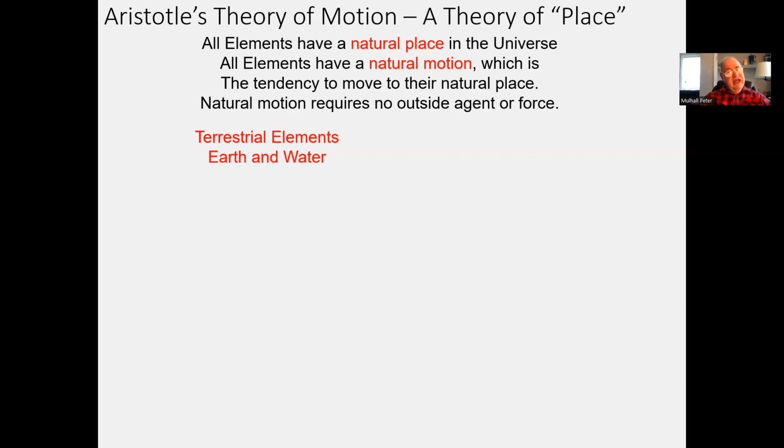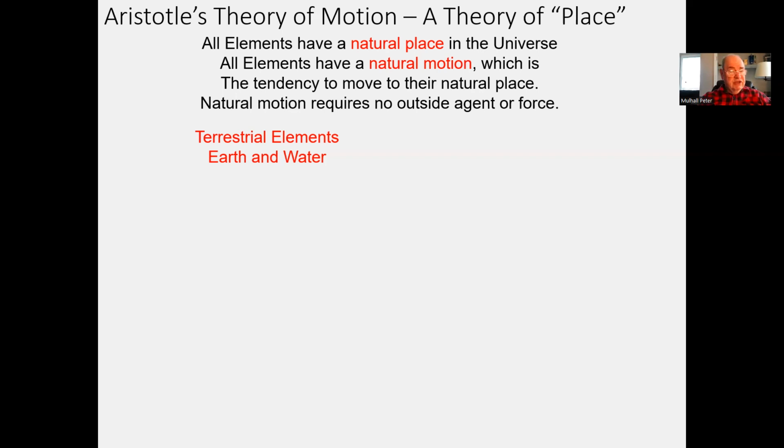So all elements have a natural place in the universe. All elements have a natural motion going through that universe. And everyone has a tendency to move to their natural place. Moving to the natural place requires no force, requires no outside agent. It is in their nature to move in their natural motion to their natural place. That is the inherent nature of the basic elements. And the basic elements are earth, air, fire, and water. Everything else is made up of complex combinations of those in a kind of chemistry.